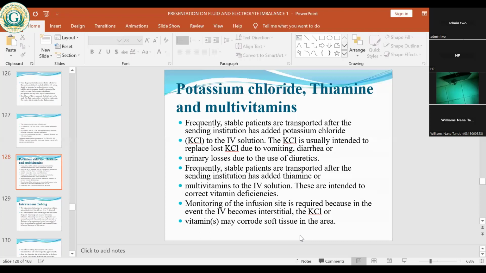So in the event the IV becomes interstitial, which is moving, it has moved from the vein to the interstitial space, the potassium chloride or vitamin may corrode soft tissues in the area. So if you have potassium chloride or vitamins, the tissues may be corroded or irritated, and the patient may be having some discomfort around the area. But if the infusion is normal saline, because normal saline is fluid, the patient will not feel any distress, except that the infusion is so much and the pressure is causing pain when it's putting pressure on some nearby nerves.